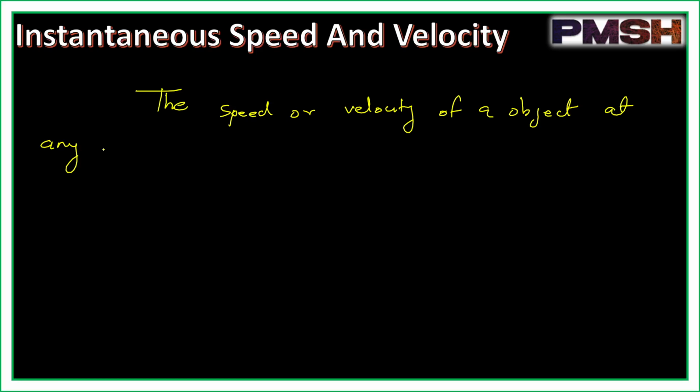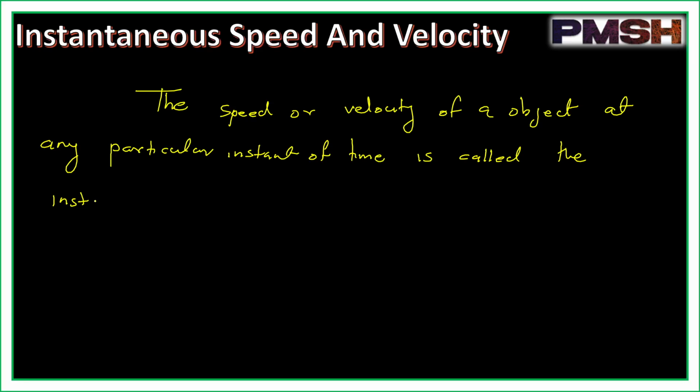Okay, so how can you define this? The speed or velocity of an object at any particular instant of time is called the instantaneous speed or instantaneous velocity.